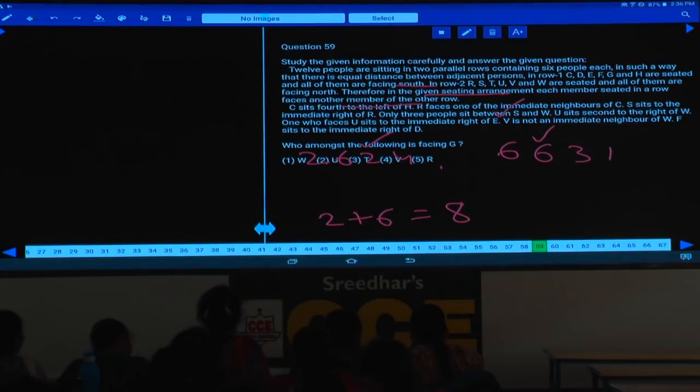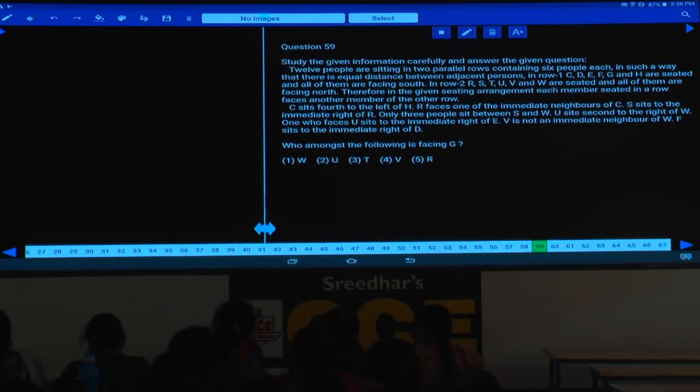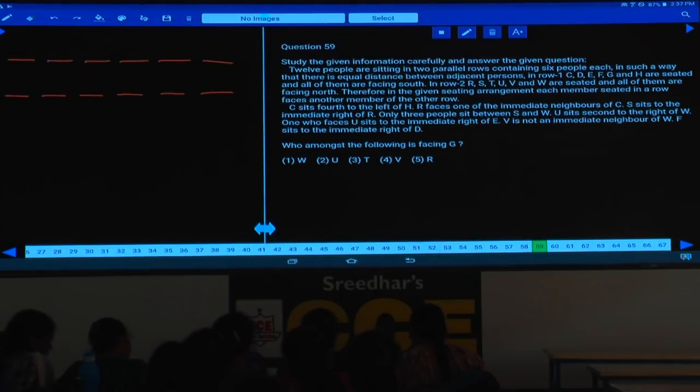Now question numbers 59 to 63. In total, how many persons do we have? There are 12 persons seated in 2 different rows, 1, 2, 3, 4, 5 and 6, and again 6 more persons, 1, 2, 3, 4, 5 and 6. 12 persons are seated in 2 parallel rows containing 6 people each, in such a way that there is equal distance between adjacent persons.